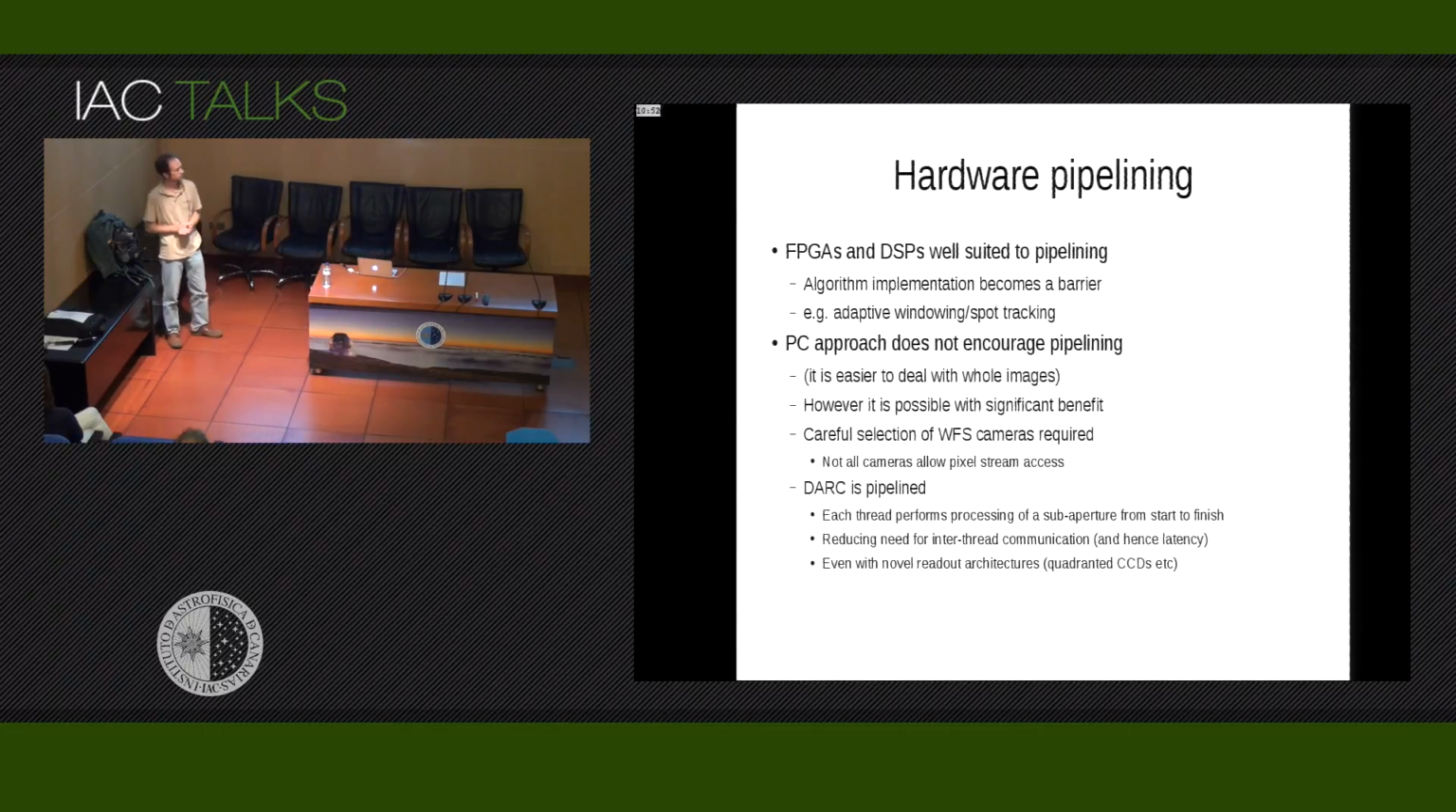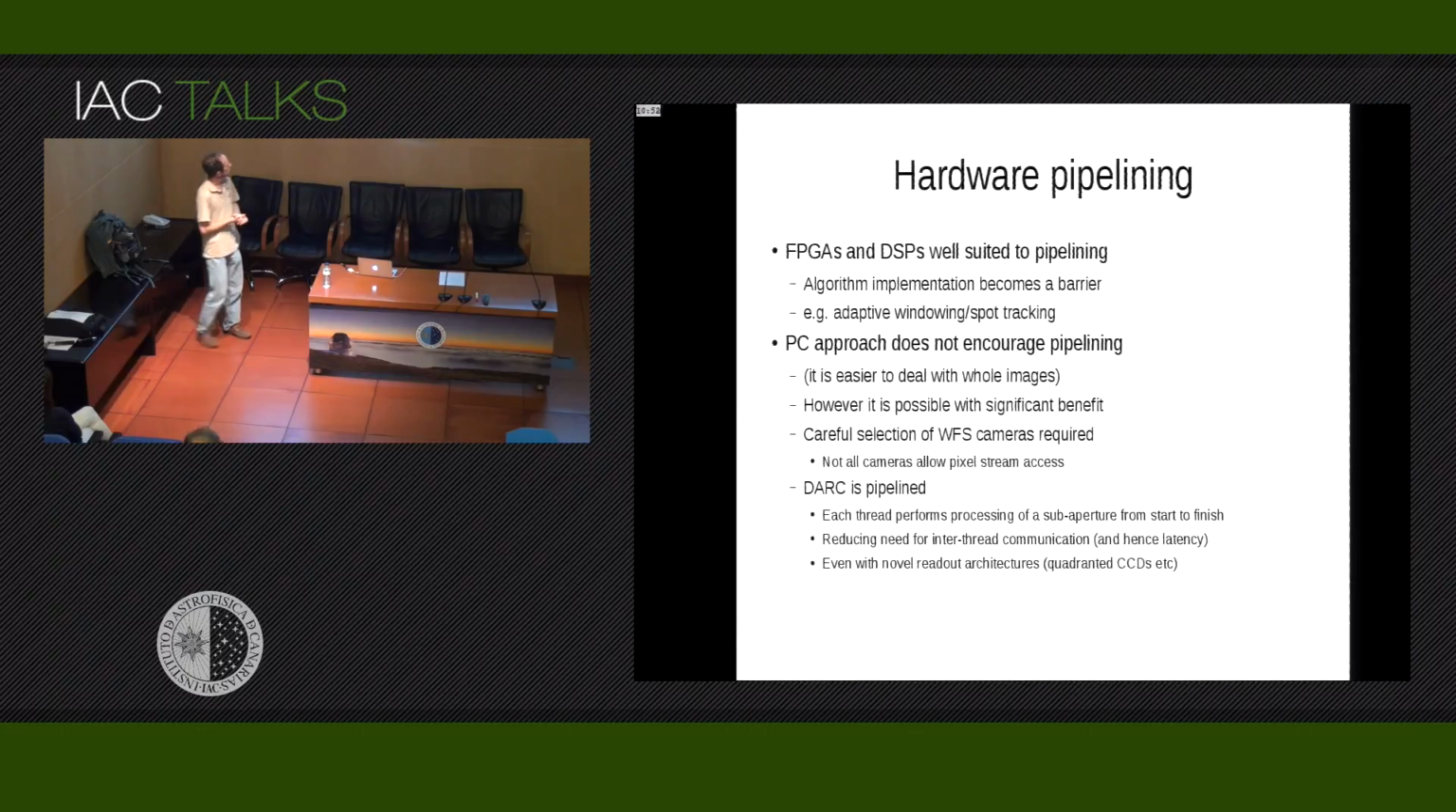So FPGAs and DSPs are well suited to this pipelining because of the way they read cameras. In an FPGA, certainly the older FPGAs, you wouldn't have enough memory to store the whole camera frame, so you actually need to process it on the fly. The pixels stream out from the camera, flow through the FPGA or the DSP, and you do your algorithms and set your DM that way.